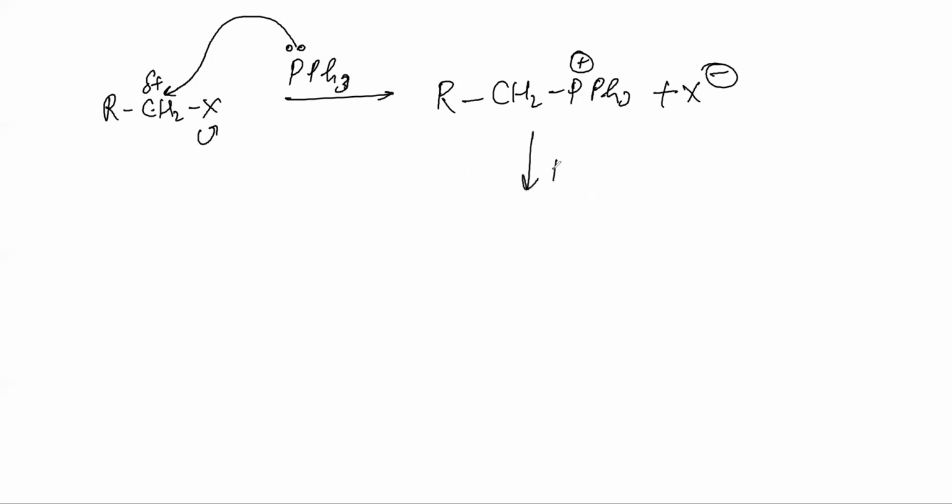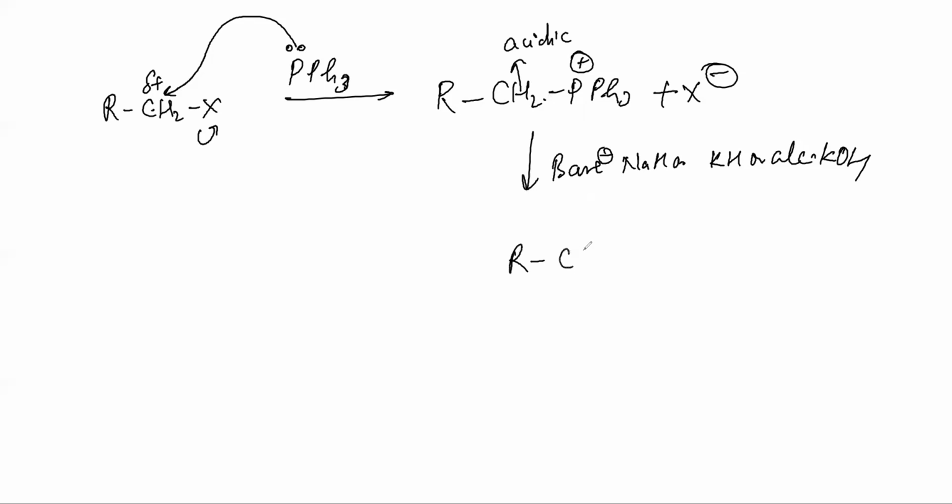What happens next? We are using a base. Now what does the base do? The base removes the acidic hydrogen. Can I say this hydrogen is acidic? Yes, because if I remove this H, it will make a double bond, and I have a plus charge on the right beside this carbon. So this H was acidic, and the base removed this H.